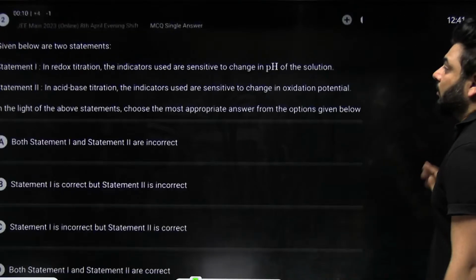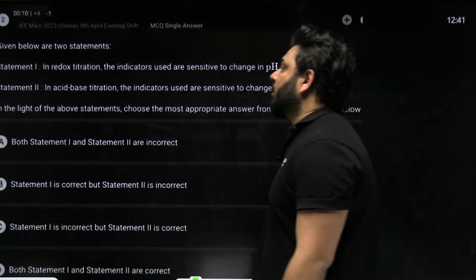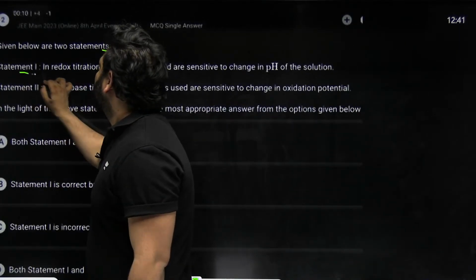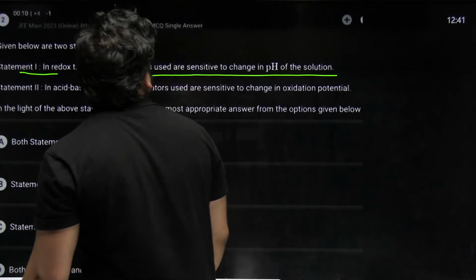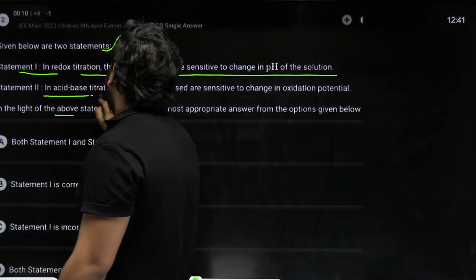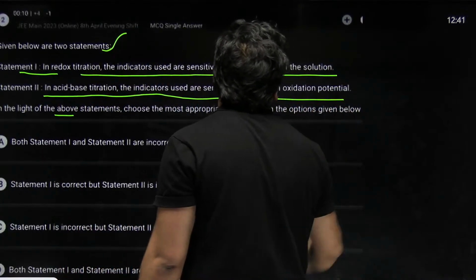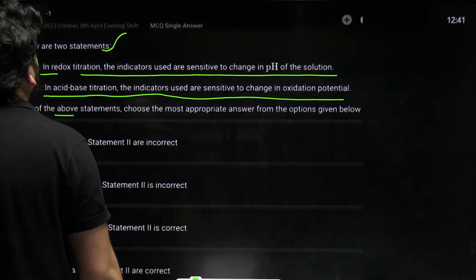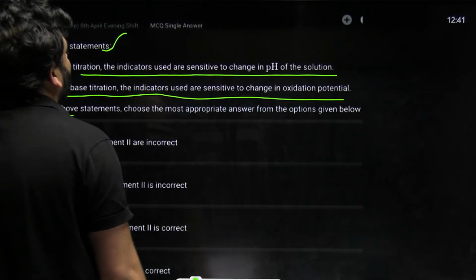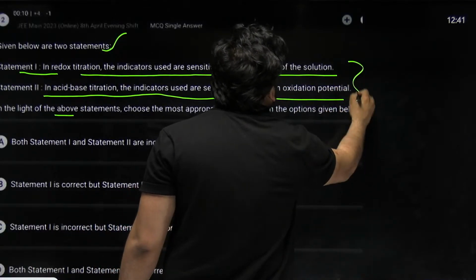Next, we have two statements given below. Statement 1: in redox titration the indicators used are sensitive to change in pH of the solution, and in acid base titration the indicators used are sensitive to change in oxidation potential. Okay, let me just recheck it. Redox titration indicators are sensitive to pH. I think the opposite has been used, right?